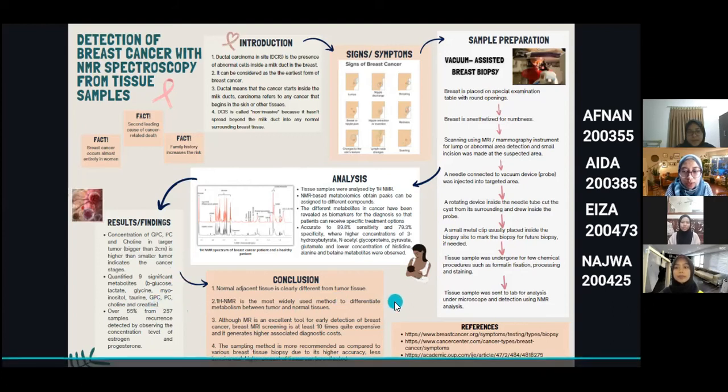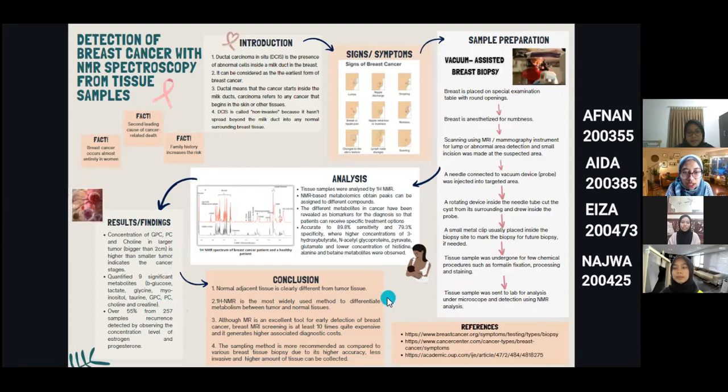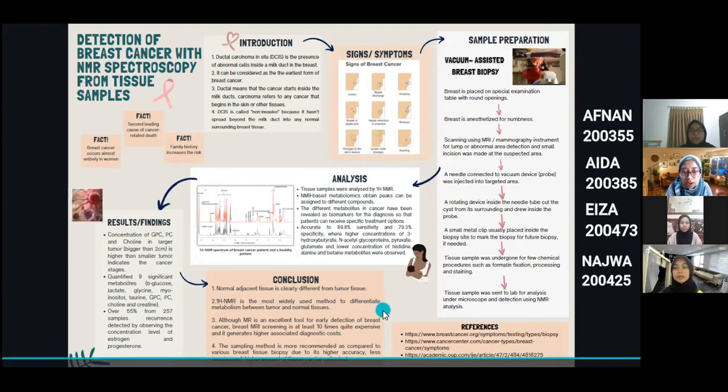Okay, what we can conclude here is that normal adjacent tissue is clearly different from tumor tissue. Proton NMR is the most widely used method to differentiate metabolism between tumor and normal tissues. Thirdly, although magnetic resonance is an excellent tool for early detection of breast cancer, breast MRI screening is at least 10 times more expensive and generates higher associated diagnosis costs. And the last one, based on the sampling method, this is more recommended as compared to various breast tissue biopsies due to its higher accuracy, being less invasive, and a higher amount of tissue can be collected.